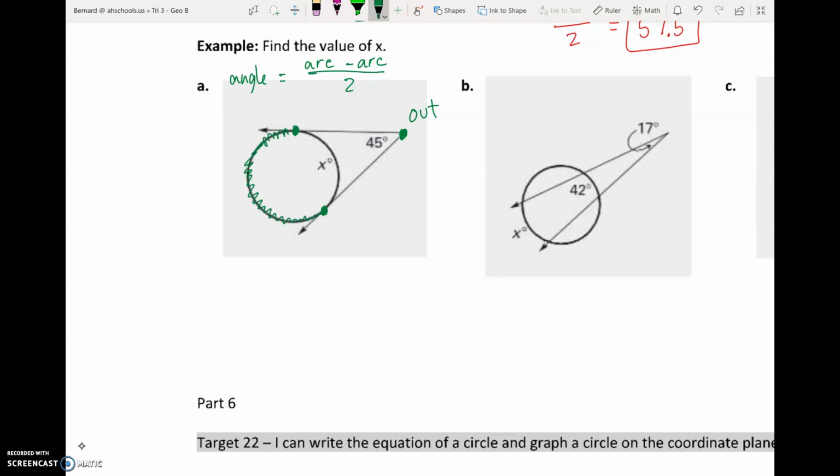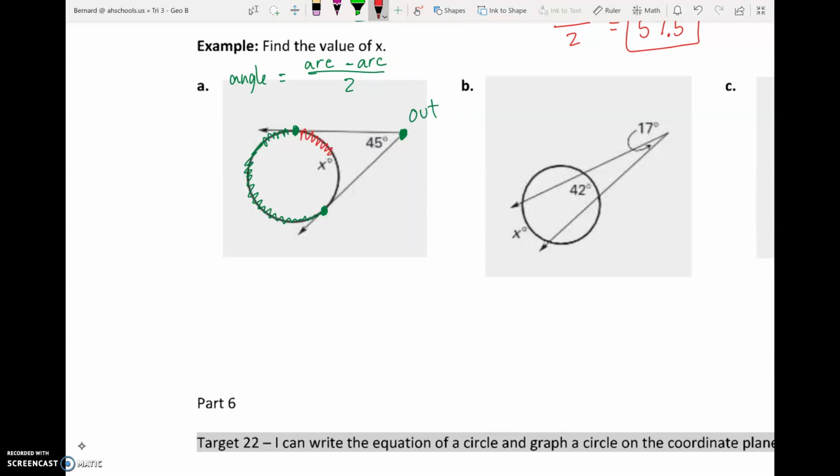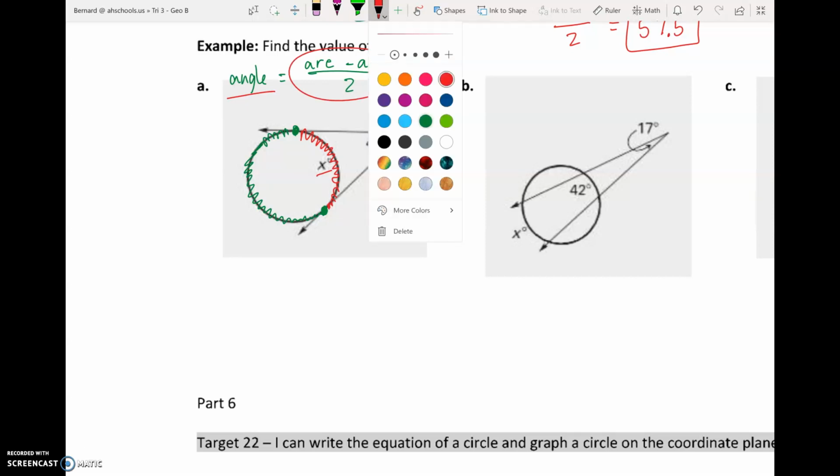We don't know that right now. And then we have a little arc on the inside. And we kind of know it. It's at least labeled, right? The inside arc is x. And so we need to figure out what the green arc is. And then, once again, angle equals arc minus arc divided by 2. And so once we get that green arc, we can apply that formula.